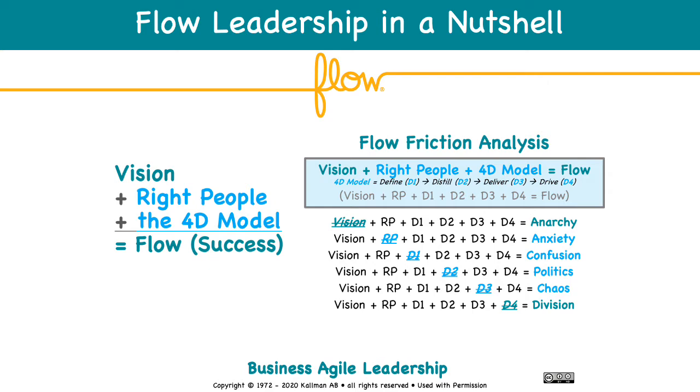And if there's politics, without exception, that means that there's no agreement. And if there's chaos, that just means that the team's unable to deliver. And if there's division, then most likely, once again, that means that they're not able to drive because there's no vision or there's multiple visions. So that's basically Flow Leadership in a nutshell.